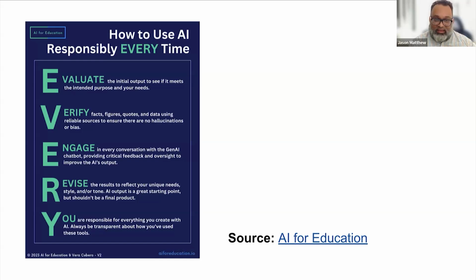We need to engage. These chatbots will give you an answer, but it mightn't be exactly what you're looking for. And this is where they are trained in natural language. They're trained to have a conversation to see if you can improve the output, and just revise the work. And just remember that you are responsible for what you create there. So always be transparent of how you use these tools. I think this is a great guideline for instructors as well as students. So anybody who's using AI should follow something like this as a guideline on how to use AI.